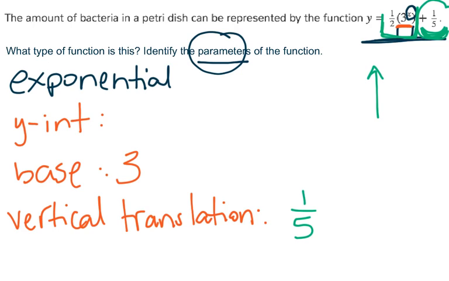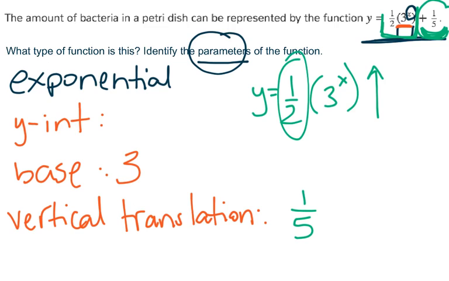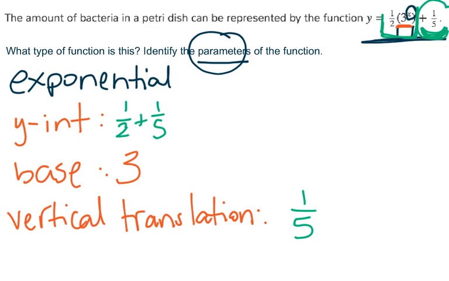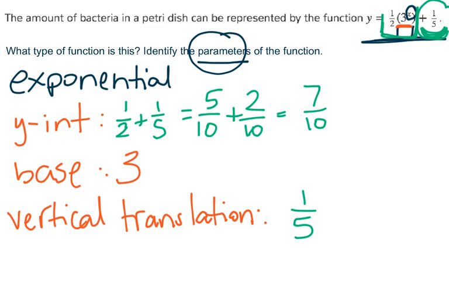And then we have our y-intercept. Normally, if you just had y equals 1/2 times 3 to the x, your y-intercept would be the initial value right over there. But since we have a vertical translation, our y-intercept is also going to move up by that vertical translation. So our y-intercept in this case is going to be 1/2 plus 1/5, which you can calculate out, and it turns into 5/10 plus 2/10, which is 7/10. So the y-intercept, or where this graph crosses the y-axis, will be at 7/10.